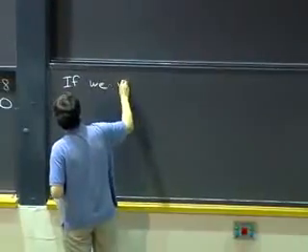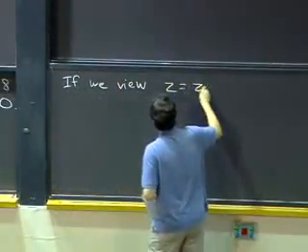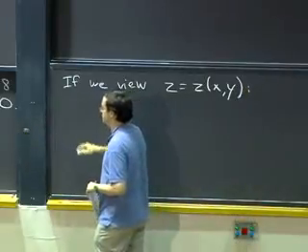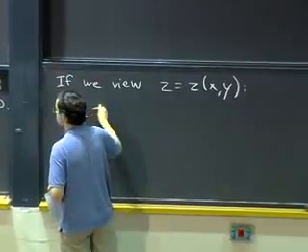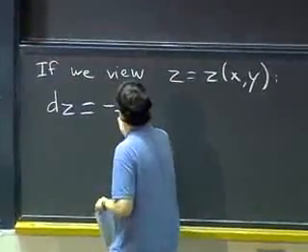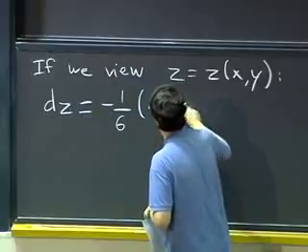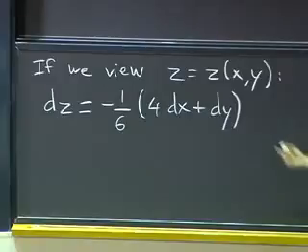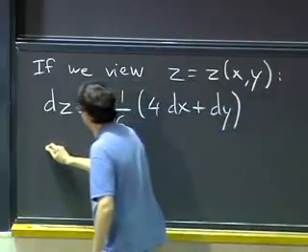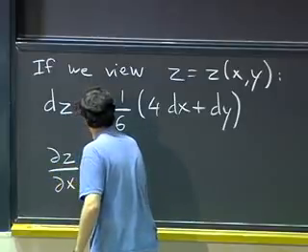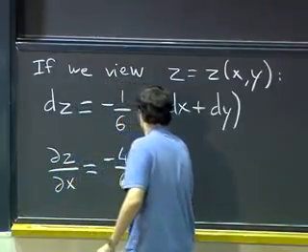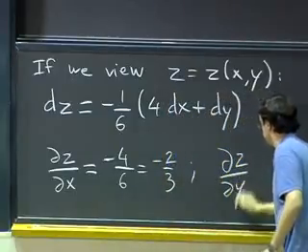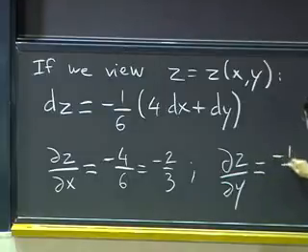if we want to view z as a function of x and y, then what we will do is move the dz's to the other side, and it will tell us dz equals minus 1 over 6 times 4 dx plus dy. And so that should tell you that partial z over partial x is minus 4 over 6. Well, that's minus 2/3. And partial z over partial y is going to be minus 1/6.